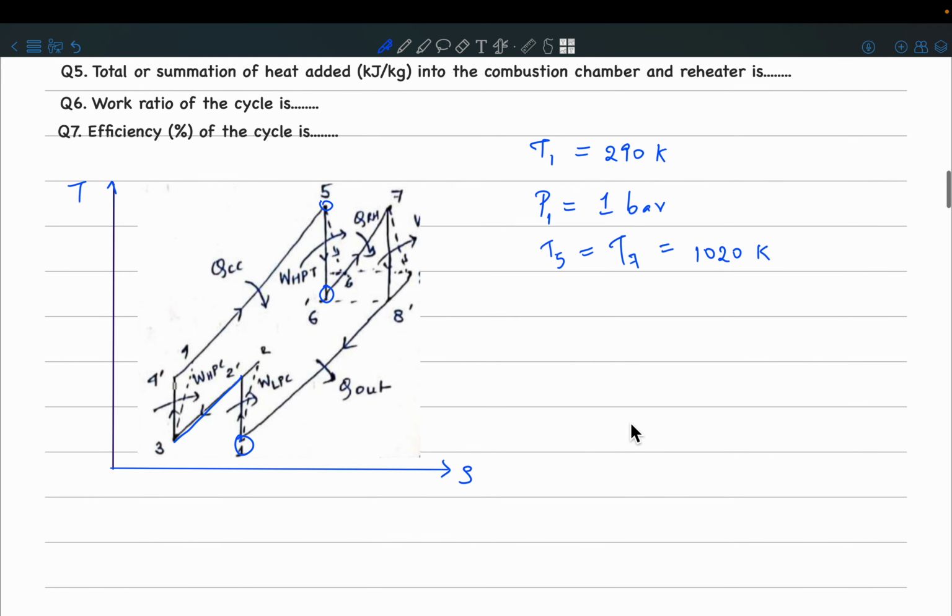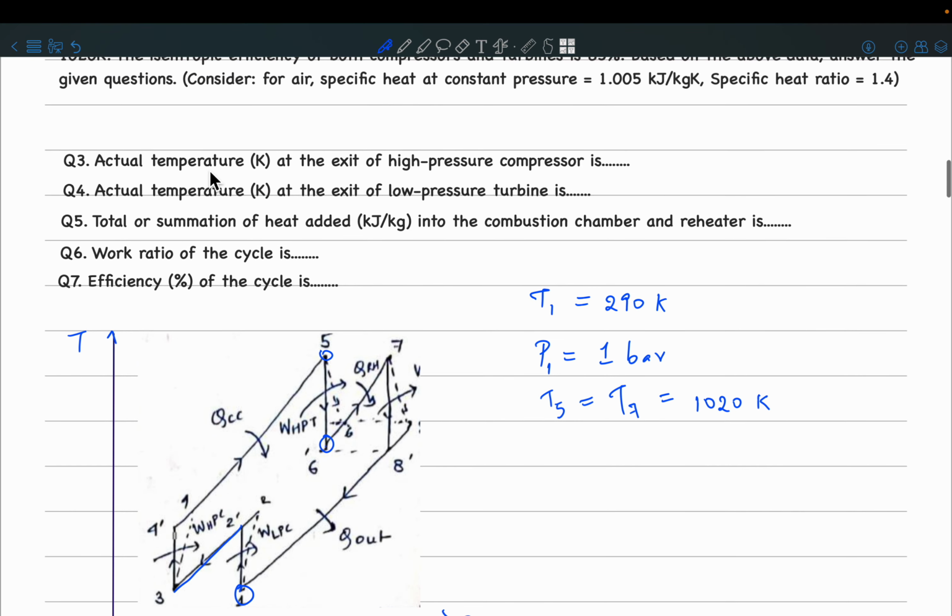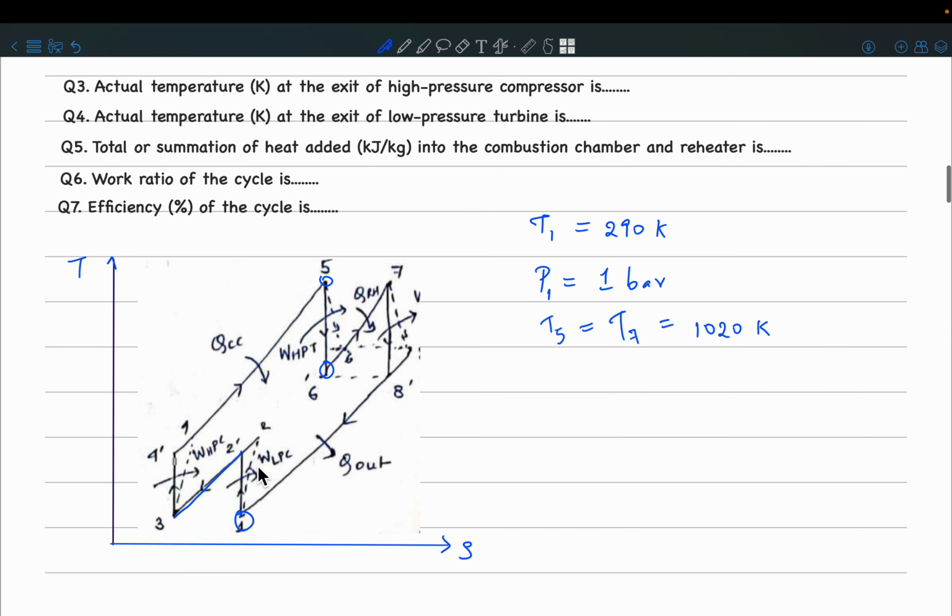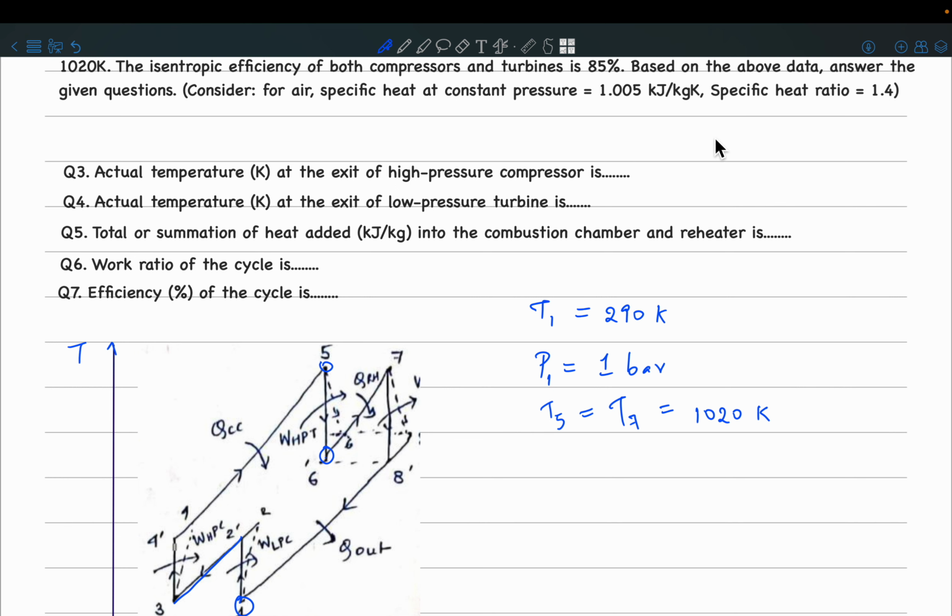Okay, so now what we have been asked is the actual temperature at the exit of the high pressure compressor, the actual temperature at the exit of the low pressure turbine. So what is the exit temperature after the high pressure compressor? So you come back to the diagram, you have the low pressure and then the high pressure compressor. So the exit temperature is station 4. So I'll write here, we need to find T4. And question 4, we need to find basically the temperature at the exit of the low pressure turbine, which is T8. So we've been asked T8.